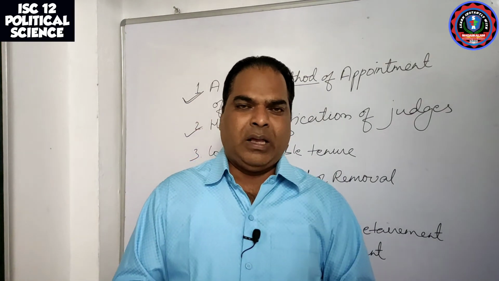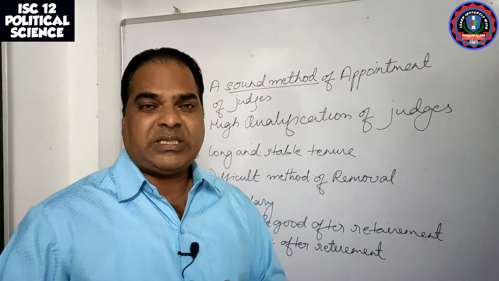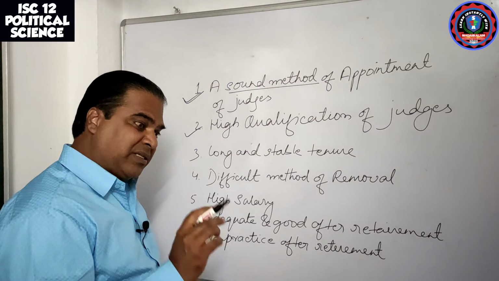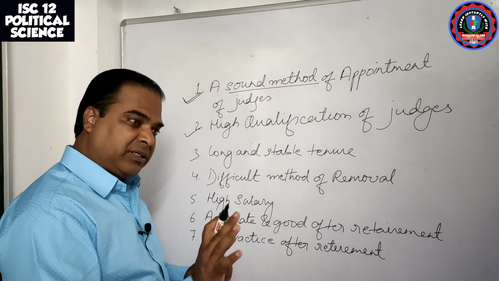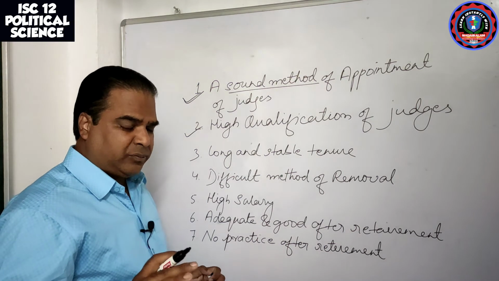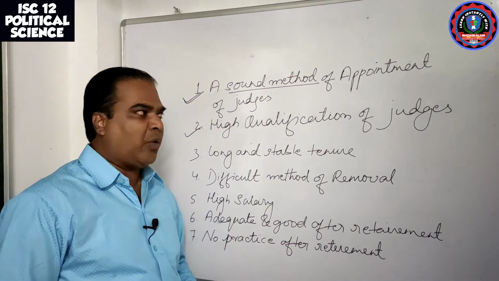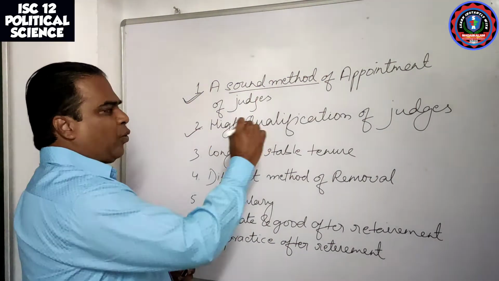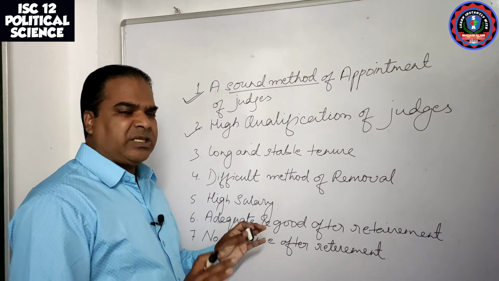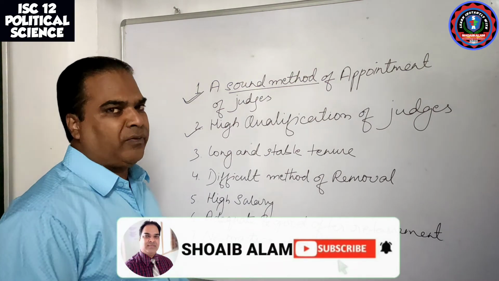Did you understand? So this is all about how independence is ensured. The first one is the sound method of appointment. Appointments are done by the president, but you can see here that the senate's approval is required, and suggestions from the higher judges are required. Now, qualification: as I told you, there is no specific qualification mentioned in the Constitution of USA, whereas it is mentioned in the Constitution of India.